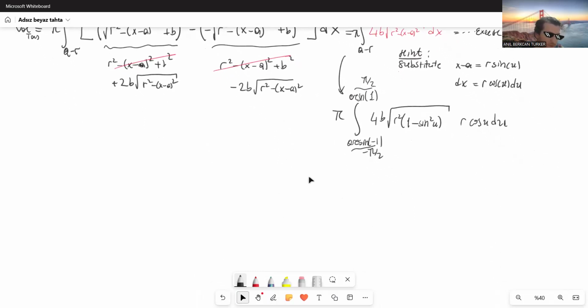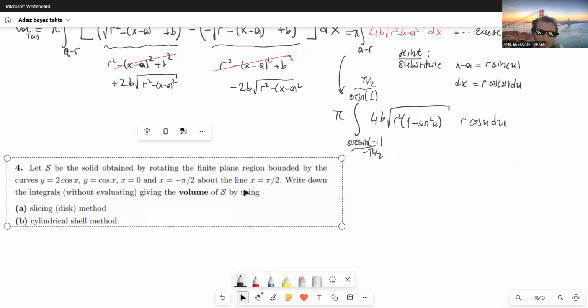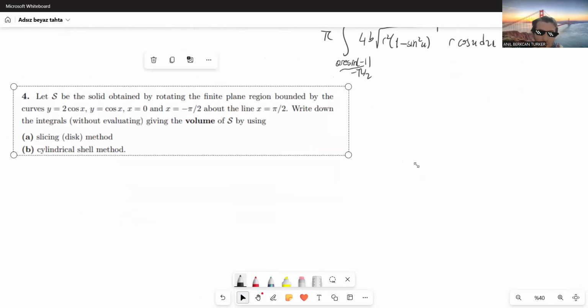Now we can also calculate a lot of things using these ideas. But let's calculate also some lengths of curves and surface areas. Or before that, maybe one more classical example. Okay, let's try to solve this question. Let's say this will be our last volume question.